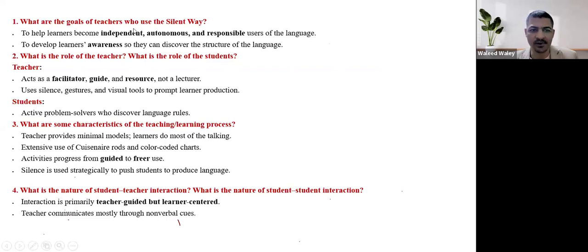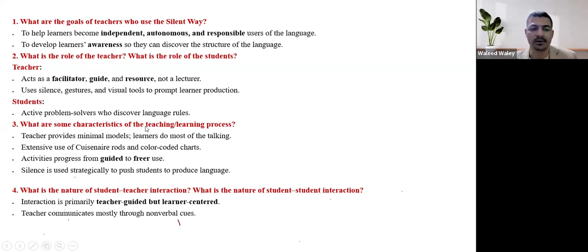And here, what are the goals? These are the goals: to help learners become independent, autonomous, and responsible users of the language, as you said, and to develop learners' awareness. Okay, and what is the role of the teacher? Here, he is a facilitator, guide, and the source, and the students are active problem solvers.